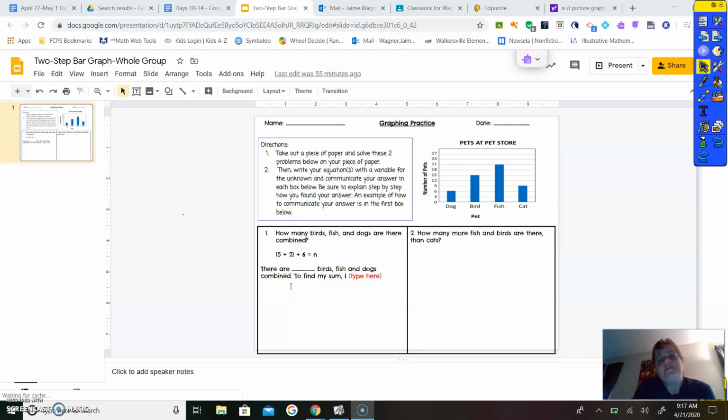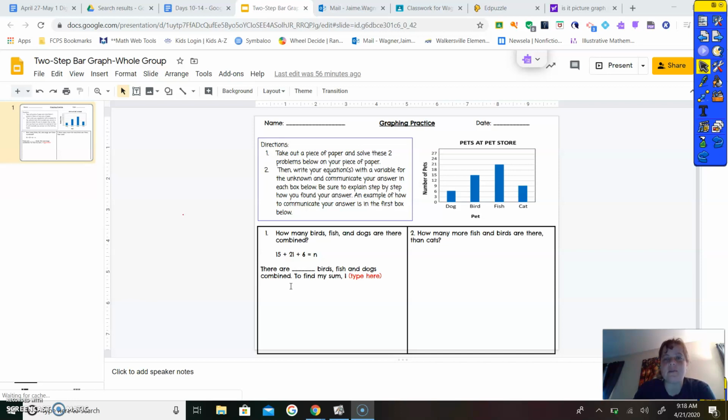Hello, third graders. So today we are working on bar graphs. Yesterday we worked on picture graphs and analyzing picture graphs and solving two-step word problems that related to picture graphs. And today our learning target is: I can read a bar graph and answer two-step word problems related to the bar graph. And our success criteria is: I can communicate my answer to how I solve the problem and include an equation with a variable for the unknown.